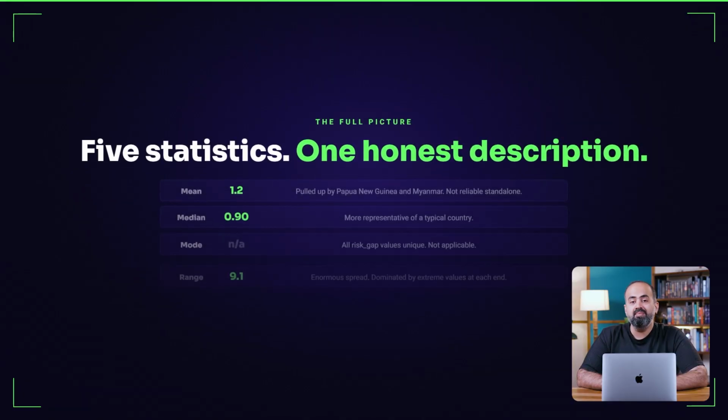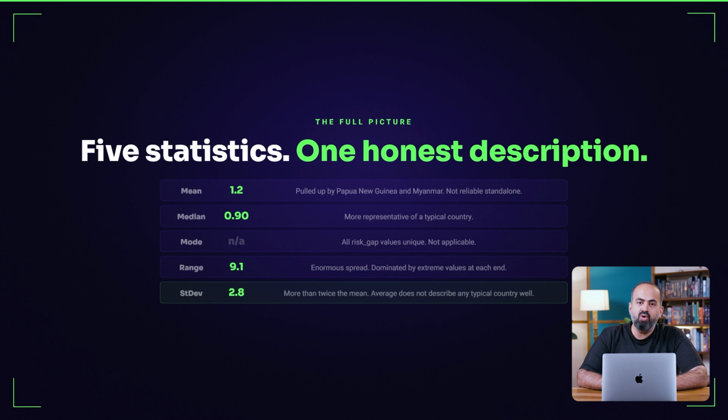Let us bring all 5 statistics together now and see what they tell the journalist as a complete picture. Mean 1.2. Median 0.9, mode not applicable, range 9.2, standard deviation 2.8. The mean and median diverge, so the mean is not a reliable summary on its own. The journalist should report both. The range of 9.2 shows enormous diversity of situations.